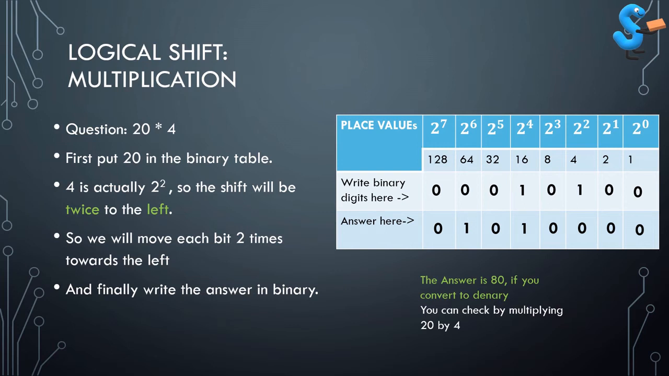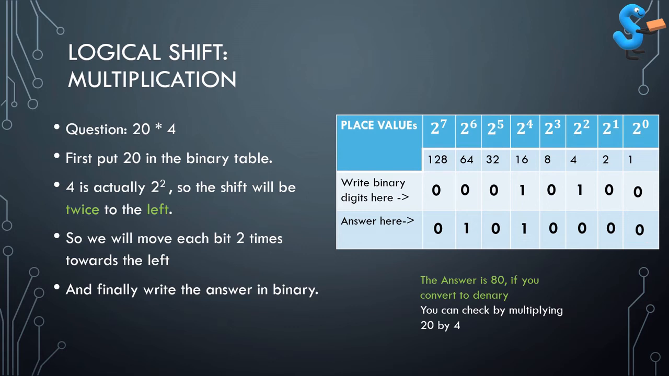So the two things you need to remember: A, your shift is based on the power. In this case, it was 2 to the power of 2, so your shift will occur twice. B, add 0 to replace the least significant bit, which is the one all the way on the right. So if you see the 0 over here, this is your least significant bit.